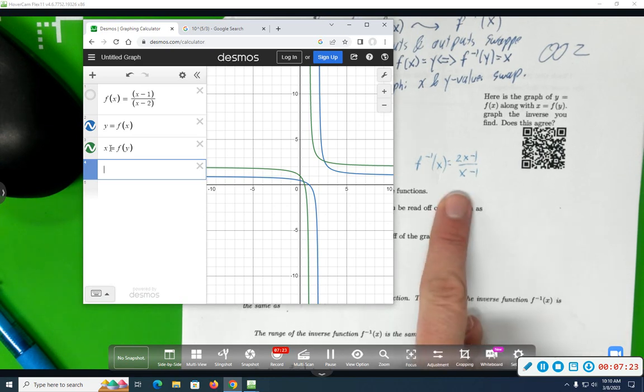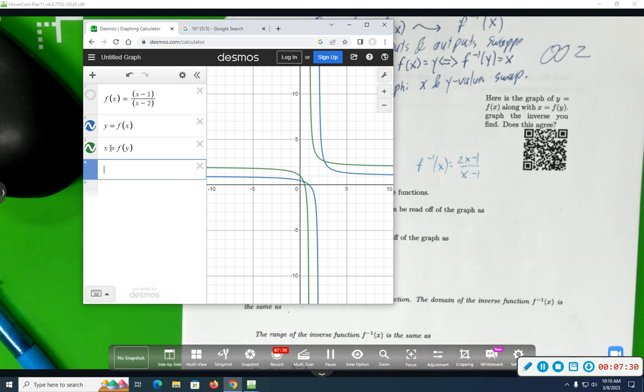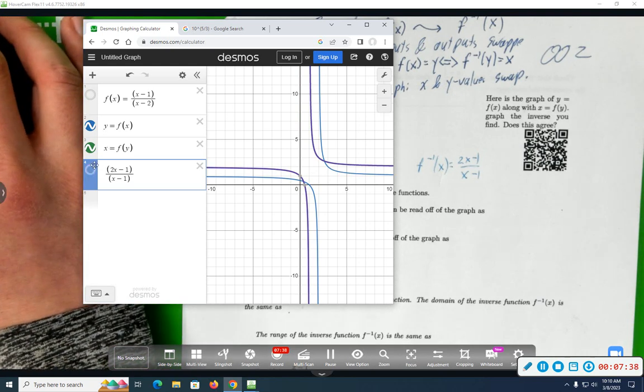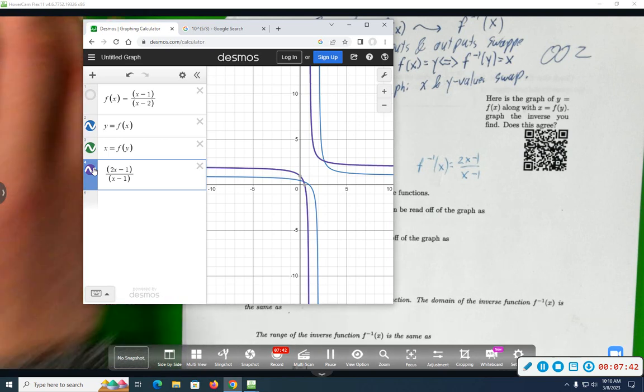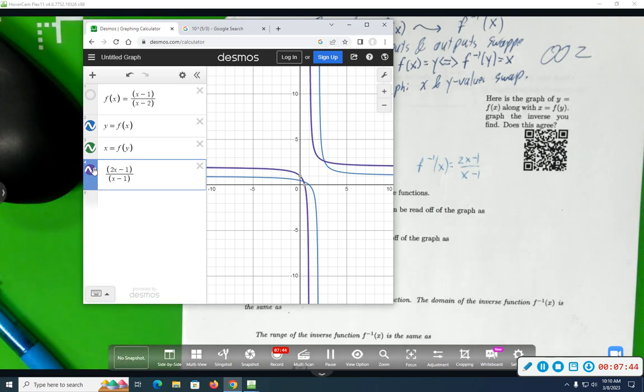We've just found a formula for the graph of the inverse function. Let's see if it agrees with that green thing by graphing it. 2x minus 1 divided by x minus 1. Purple and green graphs seem to line up pretty good. All right, I'm reasonably confident that this is correctly done, the inverse function to this original function.